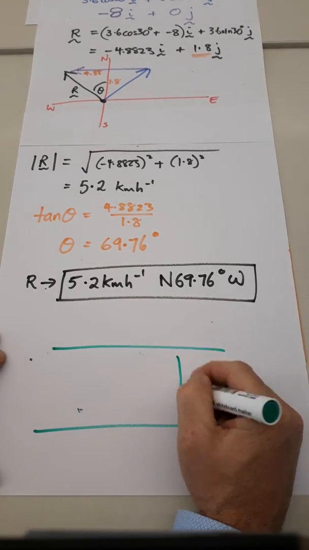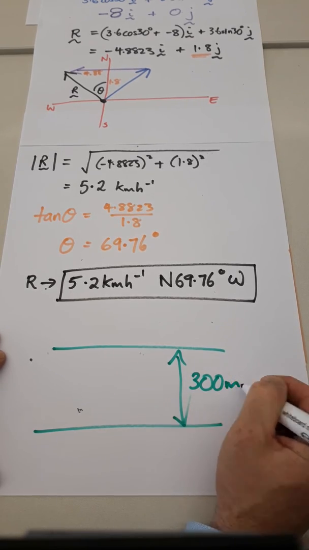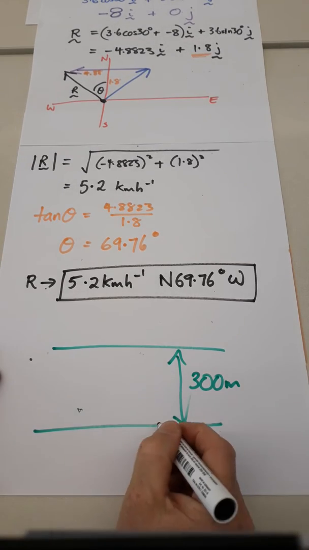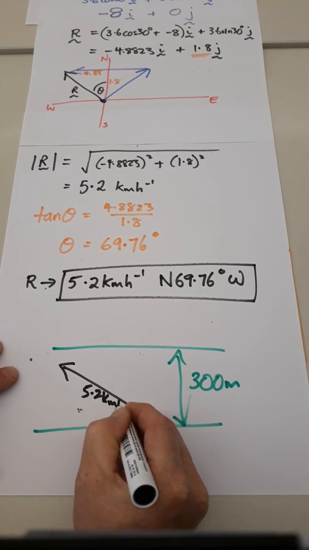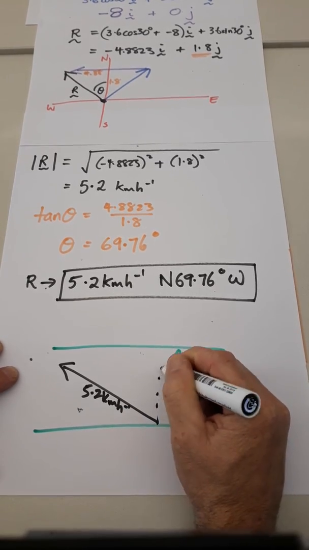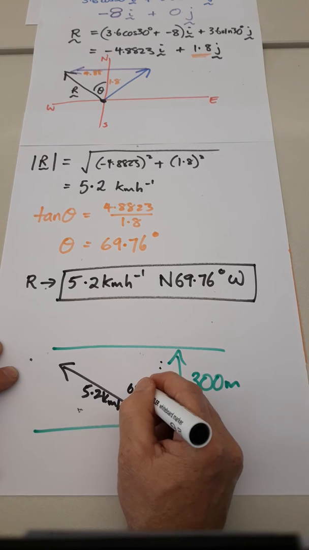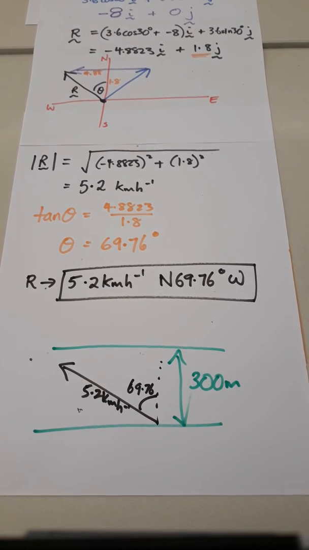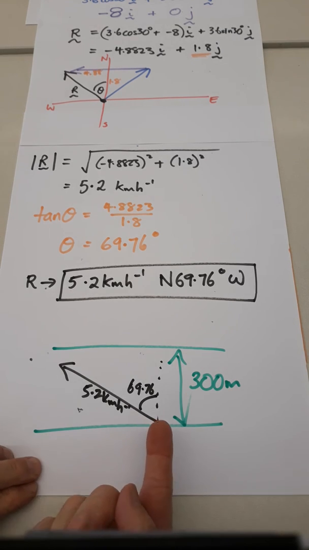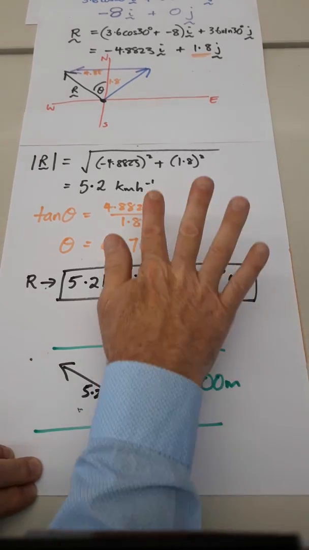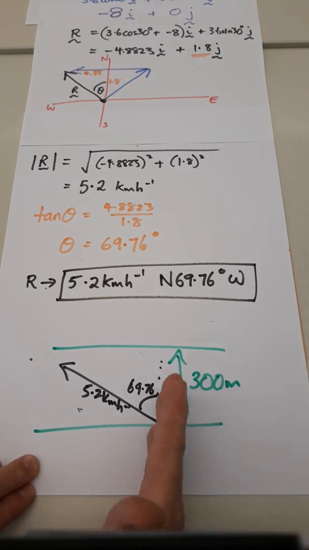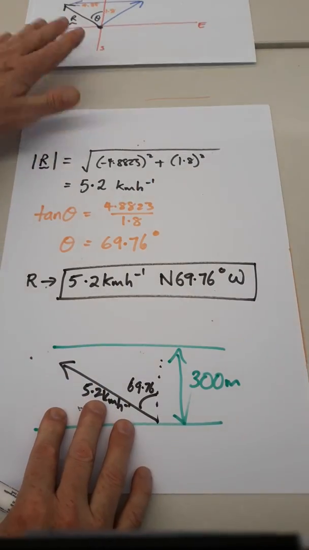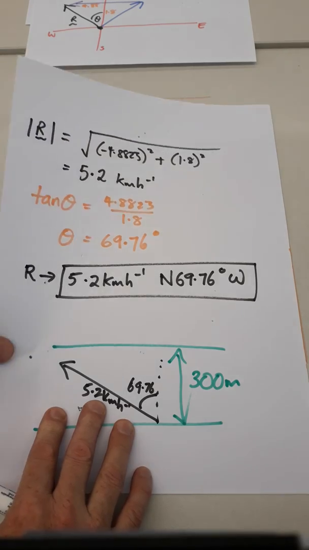He's trying to cross this 300-metre river, and he's swimming in a direction like that at 5.2 kilometres per hour, and his direction is at 69.76 from the north to the west. So how long is it going to take him to cross the river? We need to know what his speed going that way is, because that's the crossing of the river. You can swim as far as you like down that way, but you're only going to cross it if you're going that way. So what component of his speed is going that way?